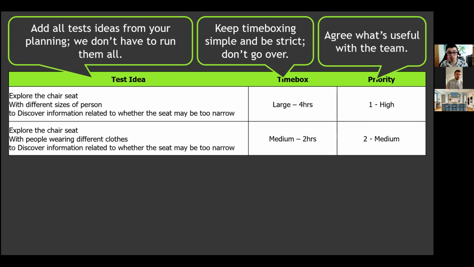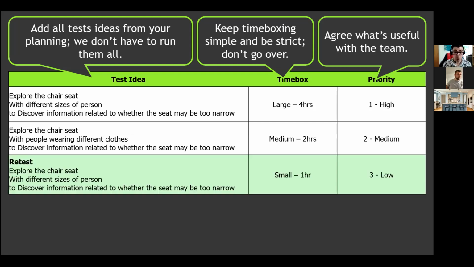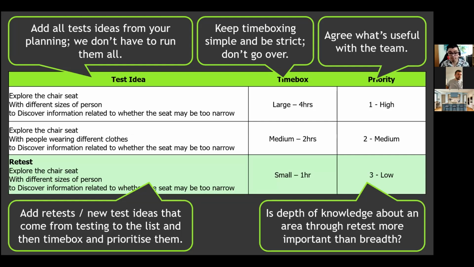And with time boxing, this is something that's really important, because we have to make sure we're really strict and we don't go over. If we come to the end of a time box and say, yeah, okay, there's still information that I need to know, what we can do is throw either retests or new test ideas down to the bottom of our test list and reprioritize them. The important thing about reprioritizing is depth of knowledge, so really focusing on one area, is more important than breadth of knowledge about all the areas that we were going to look at. So that's a key thing there.